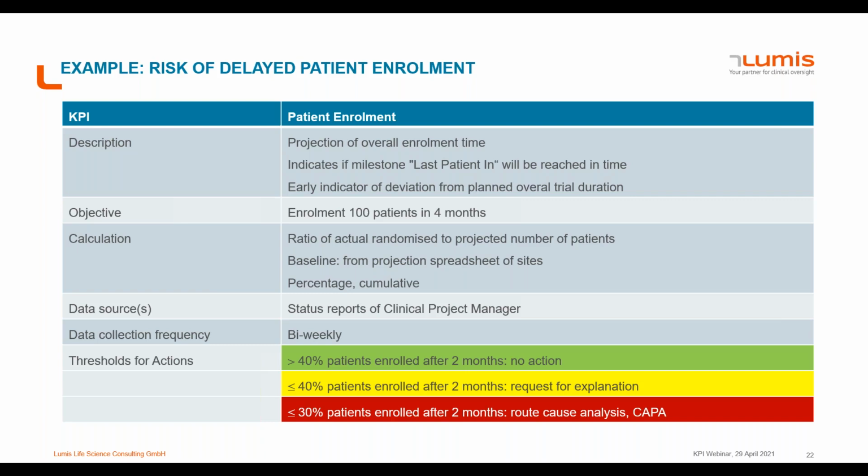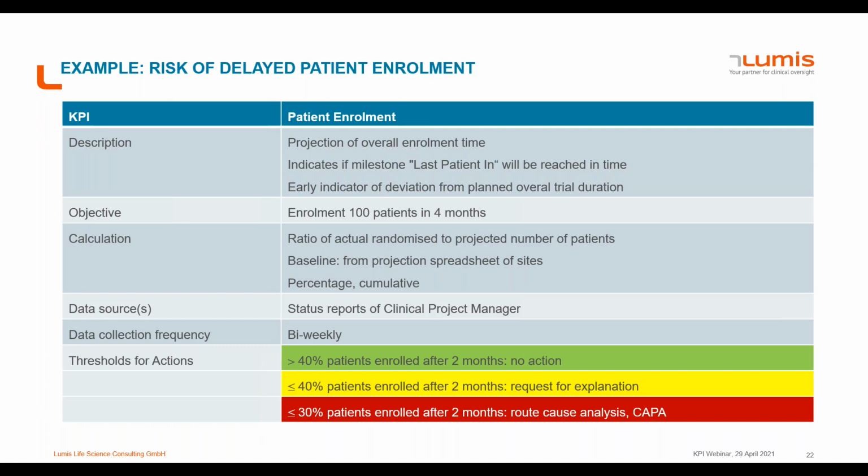Here we have an example where the enrollment of 100 patients within 4 months is the objective, and we will collect the data in a frequency of 2 weeks, so bi-weekly, from the status report of the clinical project manager. The key performance indicator would be calculated as the ratio of the actual randomized to projected number of patients. Again, the question of the baseline here, where do I get it? I get it from the projection spreadsheets of the clinical sites. And I report this key performance indicator as percentage in a cumulative way.